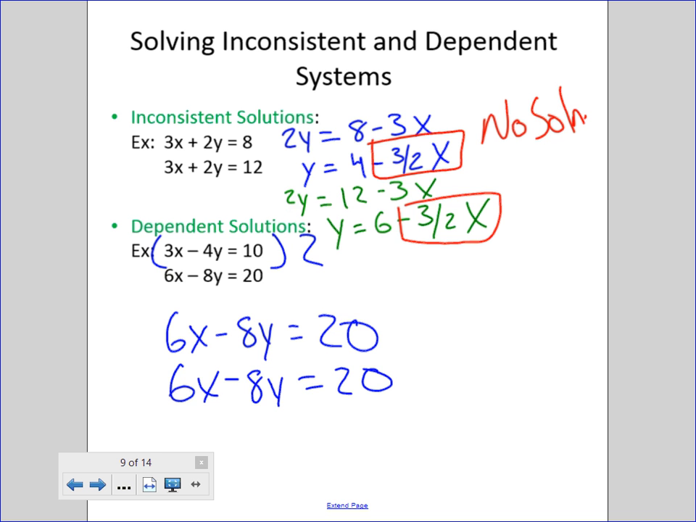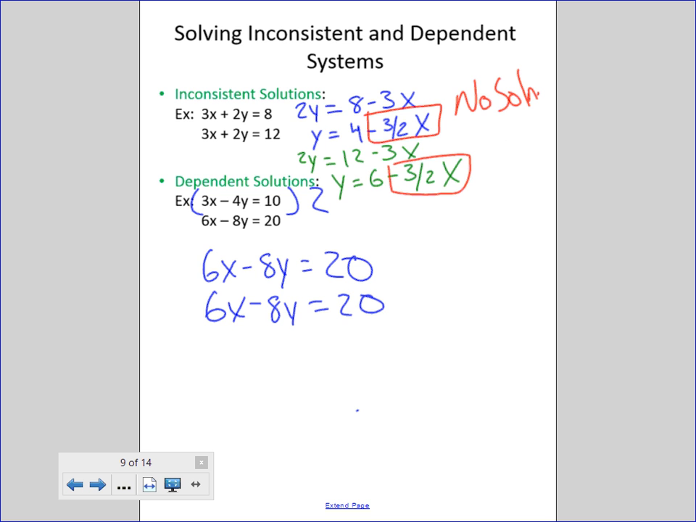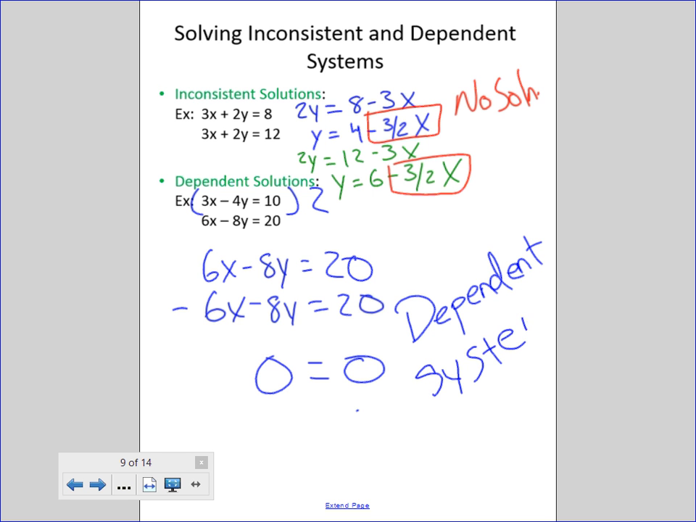If I were to try and do elimination at this point, if I were to subtract these two lines, I would end up with 0 equals 0. Whenever we find this result, we know that it is a dependent system. So if you end up having something where you get 0 equals 0 when you try to solve, you have a dependent system.